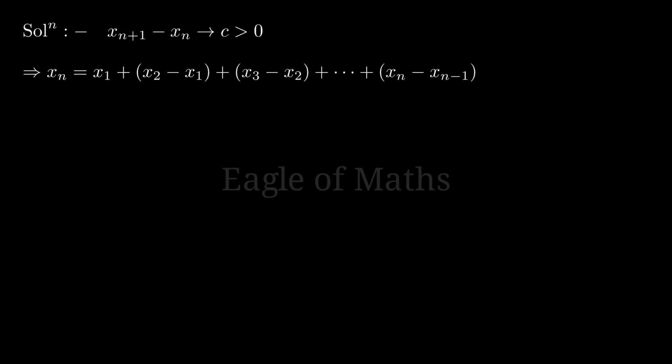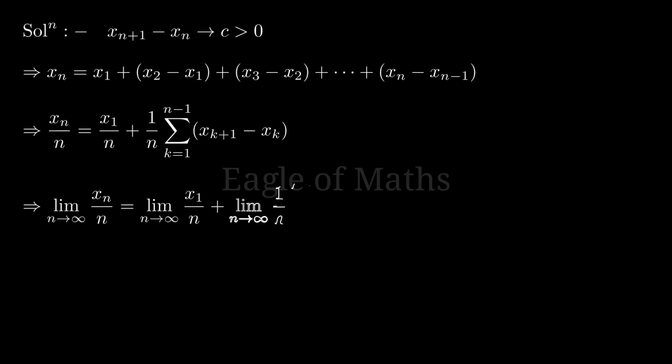We are given that xn plus 1 minus xn tends to a positive number c. This means the sequence grows steadily. We can write xn as the first term plus all the differences up to n. Think of it as climbing steps one by one. Divide both sides by n. This is the average step size so far.